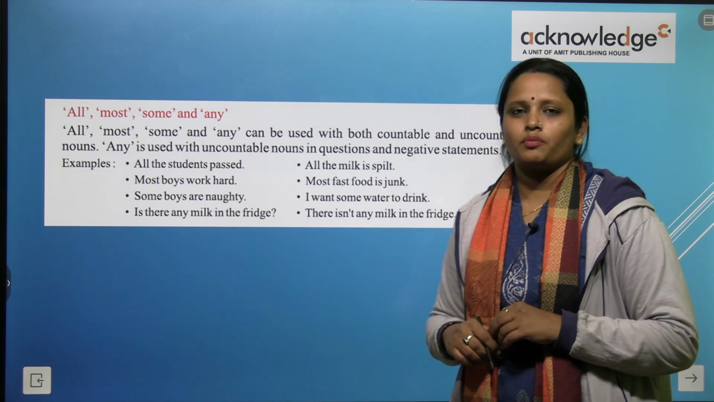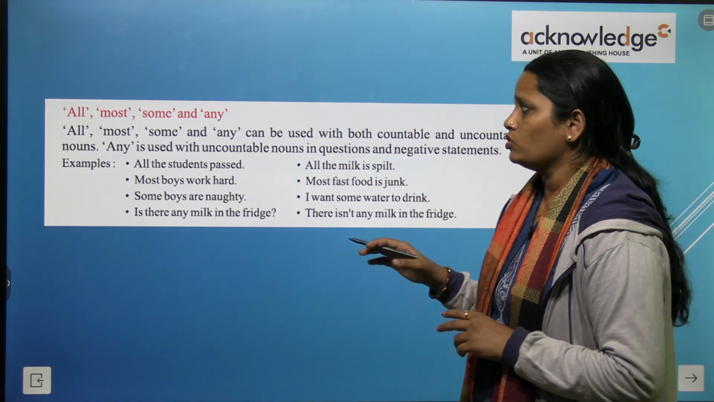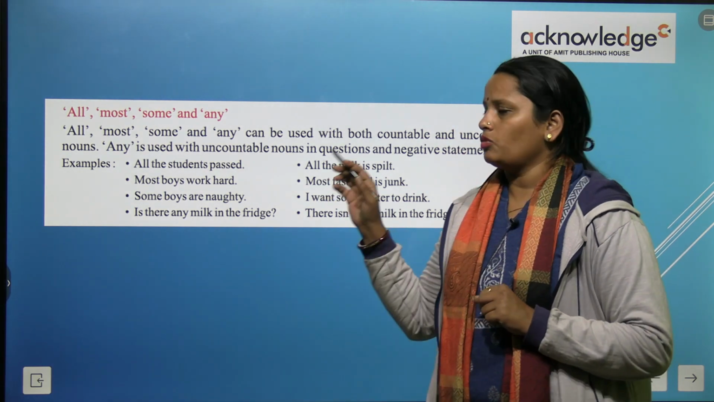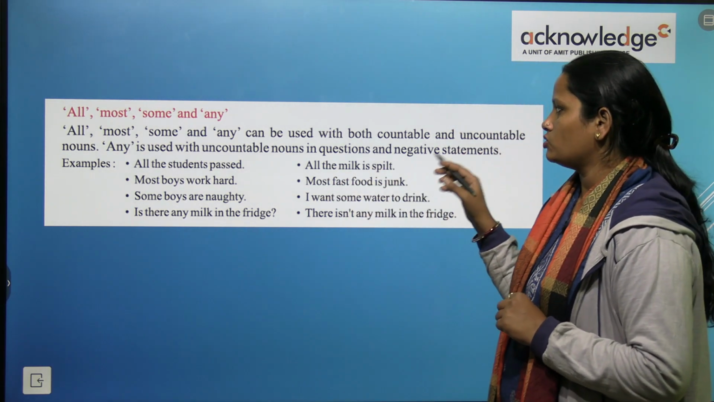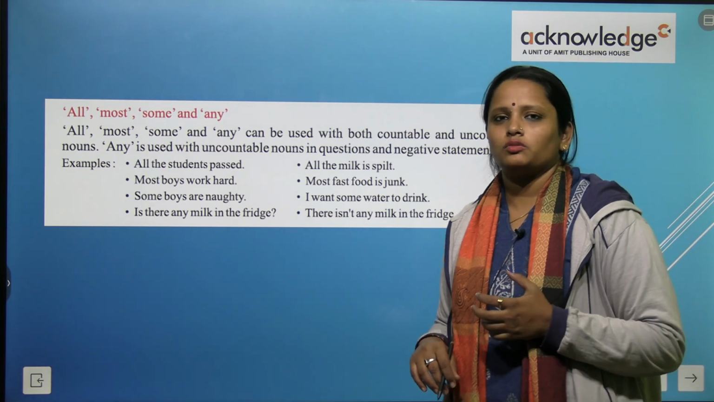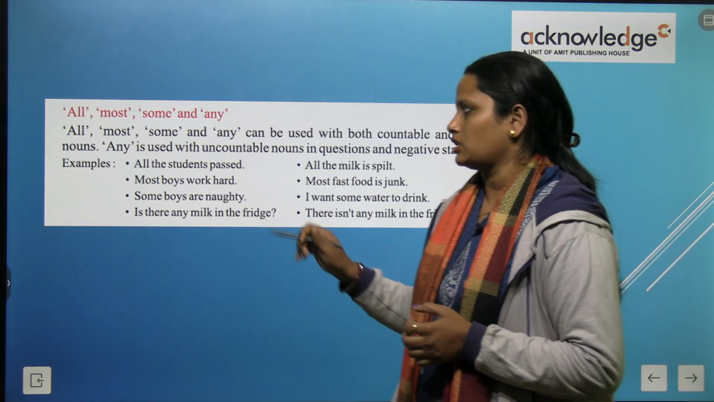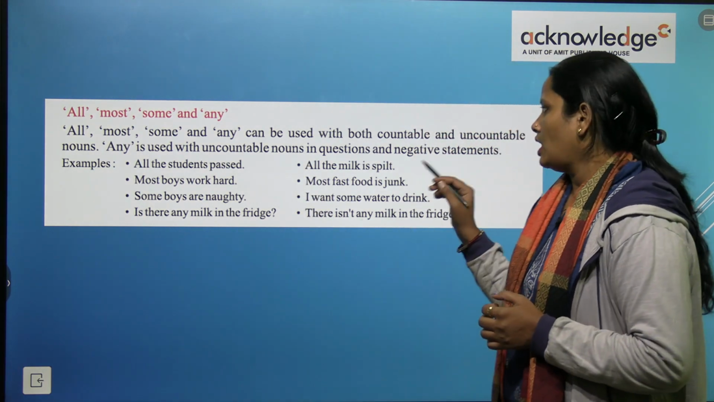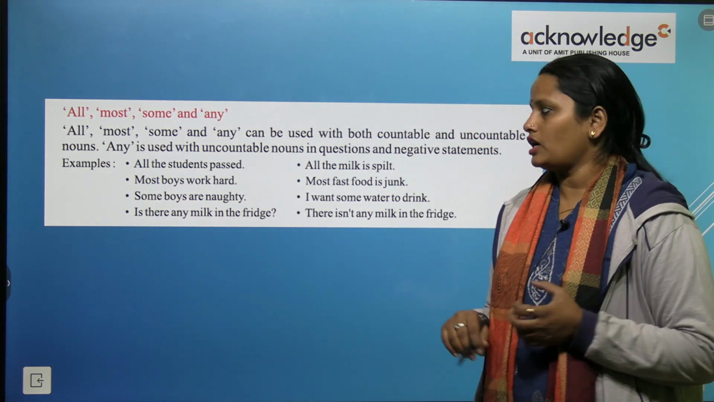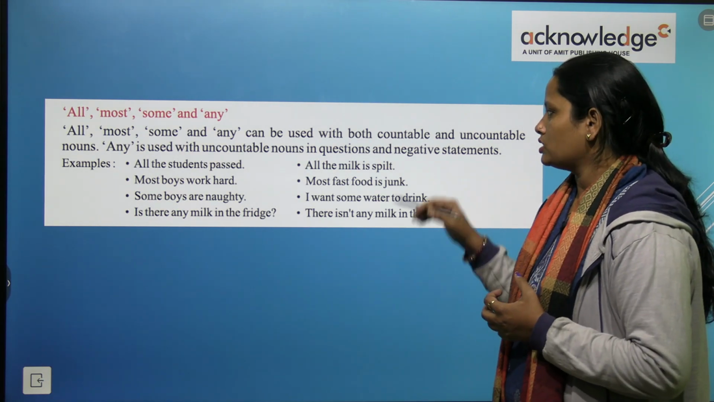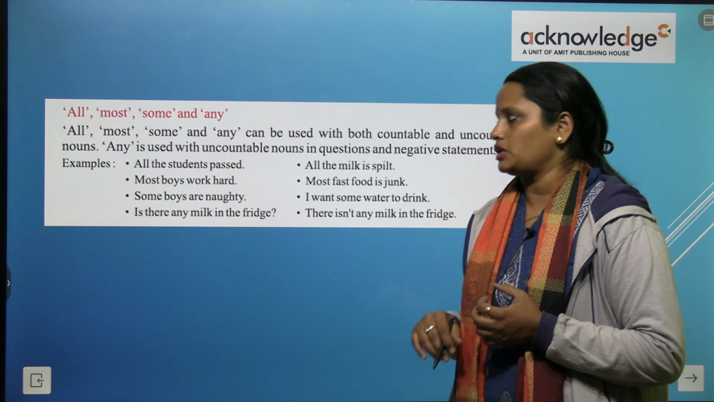Now next topic is all, most, some and any. So यहाँ पे ये तीन चीजें हैं. All, most, some and any can be used with both countable and uncountable nouns. So ये countable और uncountable noun दोनों के साथ यूज किए जा सकते हैं. Any is used with uncountable nouns in question and negative statements. So any जो है हम uncountable noun के साथ यूज करते हैं question form में और negative statements में.